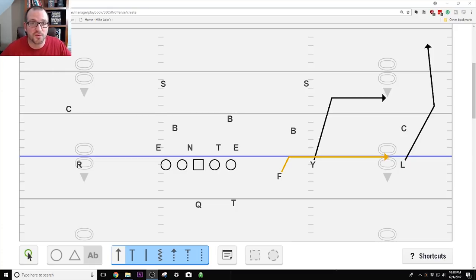Since we're in the South, in South Carolina, we name it Clemson, Clemson with an L, going to the left. So we would just call this Clemson. This is a one-word call, Clemson. Everybody knows what to do.